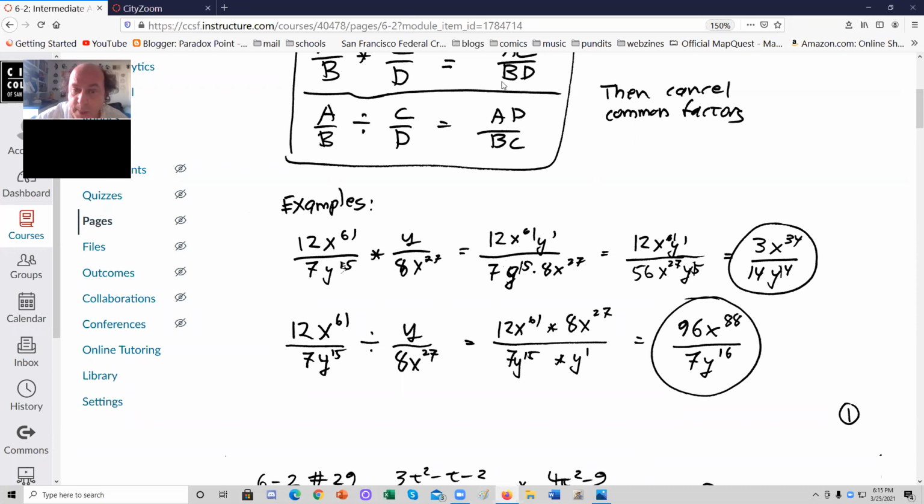All right. Now we divide them. 12x to the 61 over 7y to the 15 divided by y over 8x to the 27. We reverse this and put 8x to the 27 over y to the 1 times 12x to the 61 over 7y to the 15. Now when you multiply out, 12 times 8 is 96, 7 is just 7. There are no common factors to cancel. And x to the 61 times x to the 27, you add powers and get x to the 88. y to the 15 times y to the 1st, you add powers and get y to the 16th. So 96x to the 88 over 7y to the 16th.